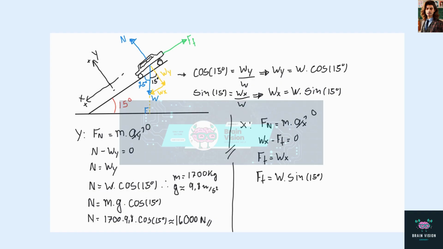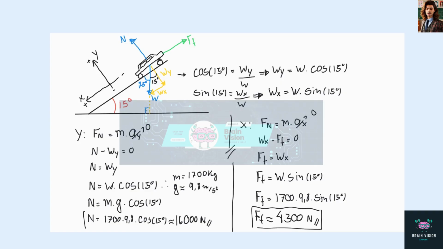Using the information we already had, the frictional force is equal to 1700 times 9.8 times the sine of 15 degrees. And this gives us a frictional force of approximately 4,300 newtons. So this is the frictional force, and this is the normal force that is acting on our car.